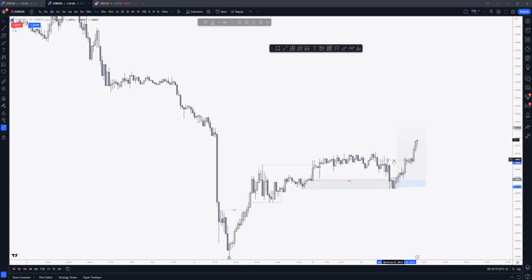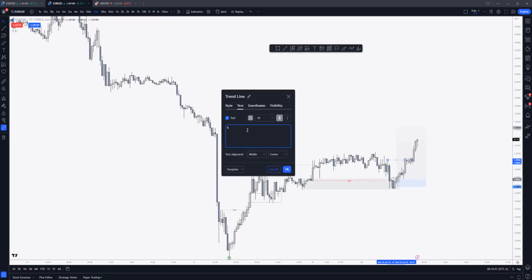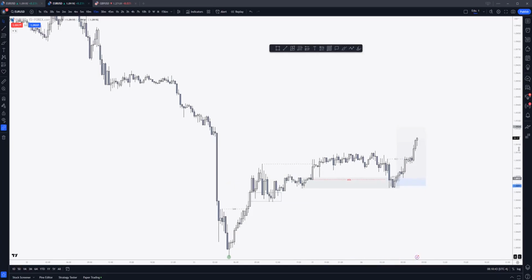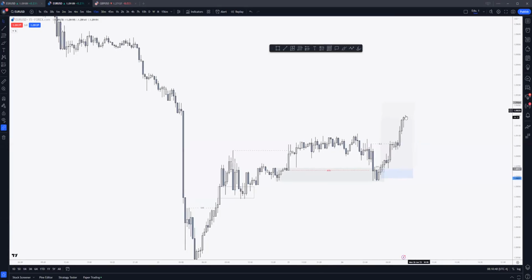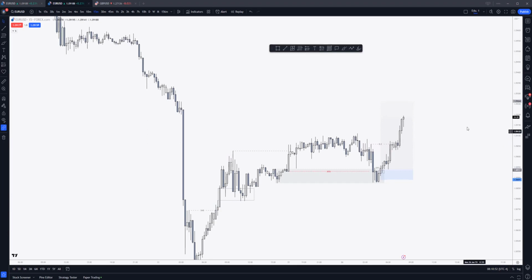So break even here. BE. And let it ride, right? Because if our trade idea is built on the medium time frame, then we want the medium time frame to be able to develop, because that's the trade idea, right?